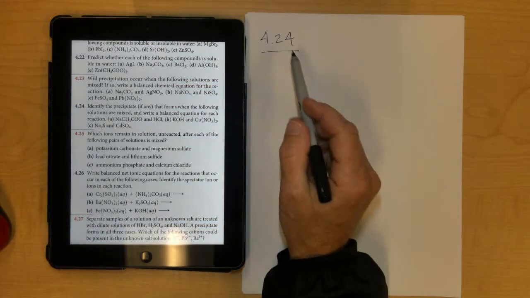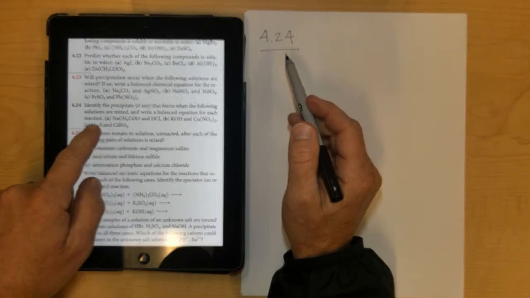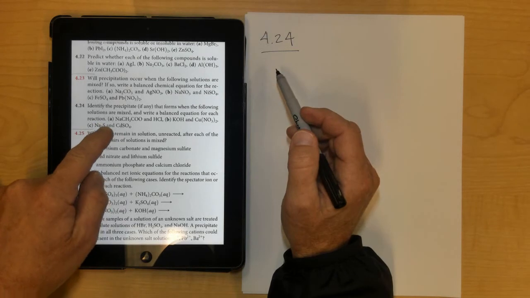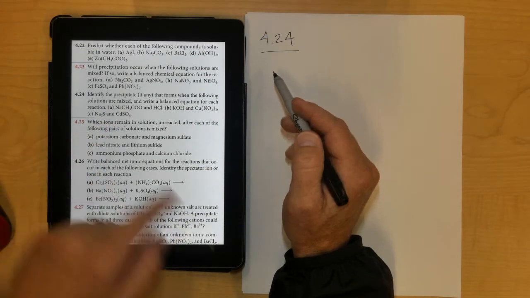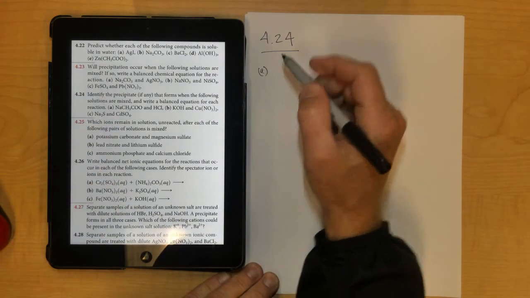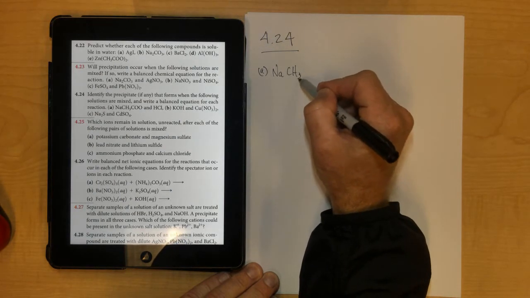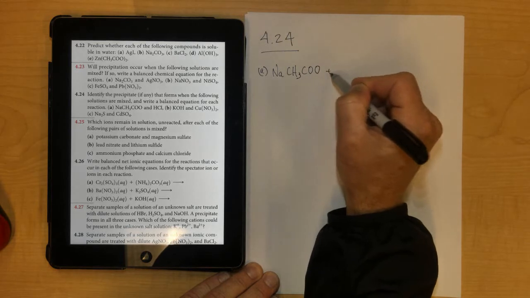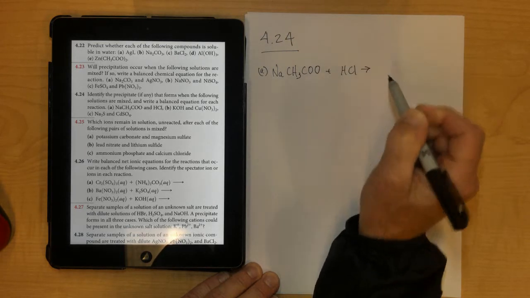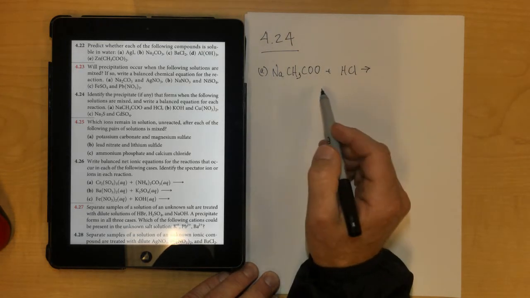Alright, this is 4.24. Identify the precipitate, if any, that forms when the following solutions are mixed, and write the balanced equation for each reaction. So letter A, we've got some sodium acetate. Notice how acetate is written here, CH3COO. And then we're going to react it with some HCl. So we've got an acid and then a salt coming together.